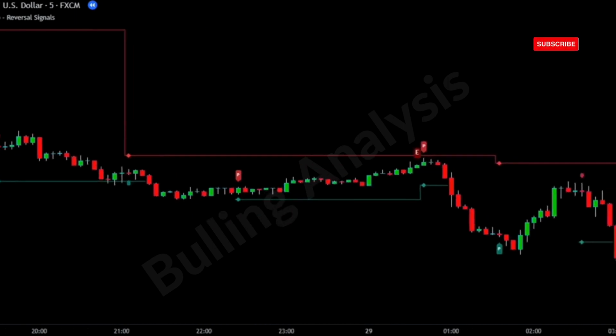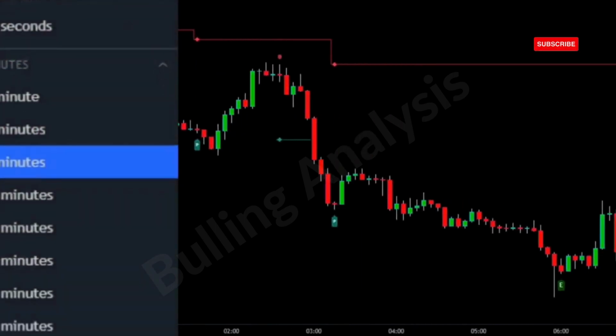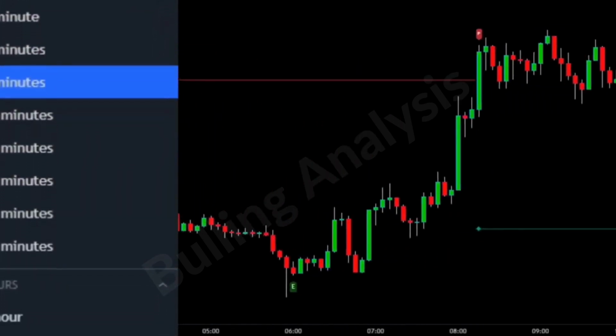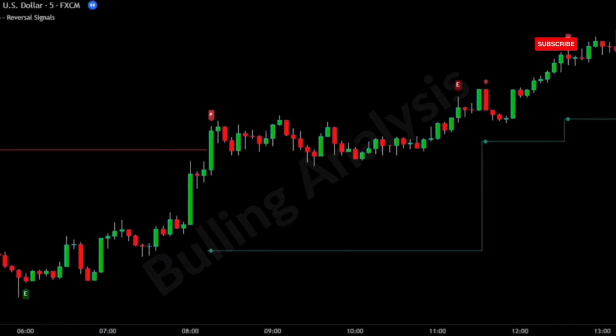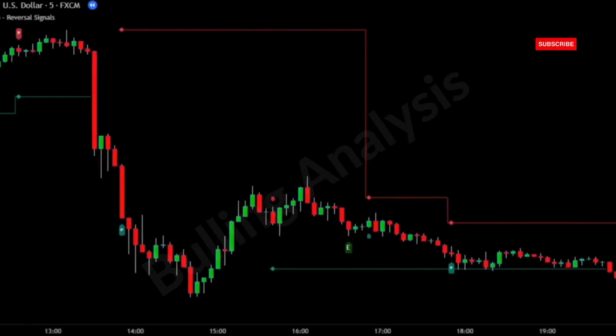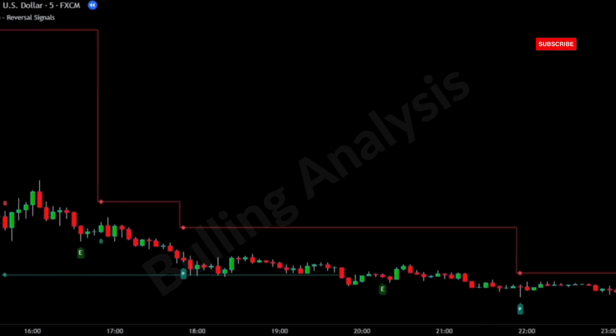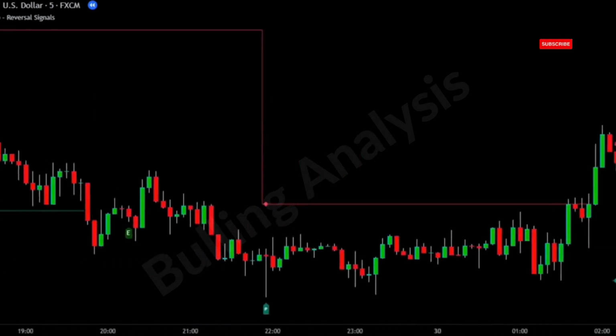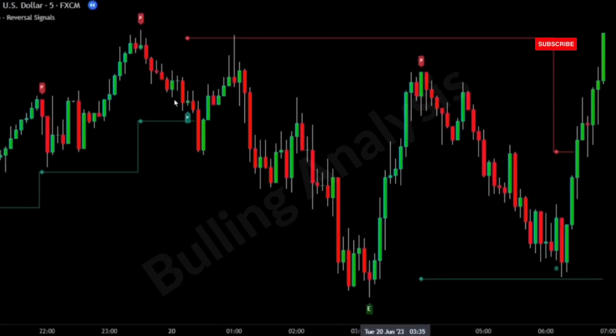What's great about this indicator is that it works on any time frame, whether you're into quick scalping setups or intraday trading. It focuses on identifying when a trend might be losing strength and starting to reverse, which can be super useful when we want to go against the prevailing market direction. Let's walk through the process of setting up and using this indicator.